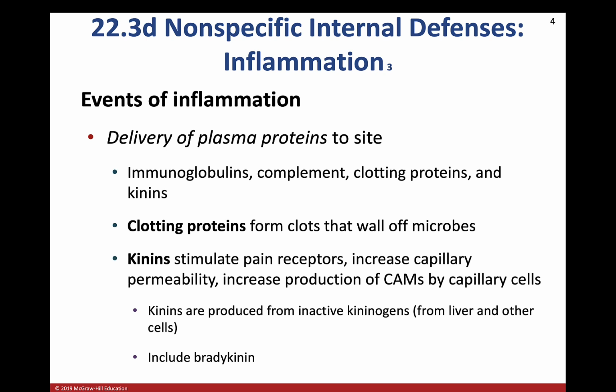Clotting proteins form clots that will wall off microbes. Kinins actually stimulate pain receptors. They'll also have an impact by increasing capillary permeability. They also will increase the production of cellular adhesion molecules, or CAMs, by capillary cells. Now, kinins are produced from inactive kininogens, and these originate from the liver and other cells. An example here would be bradykinin.